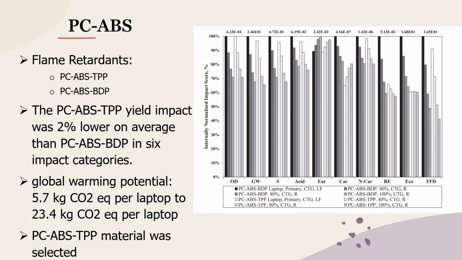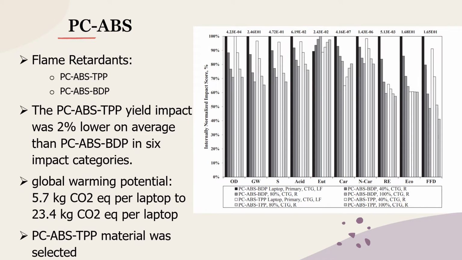As you can see in the graph to the right, there were two options for a flame retardant: the PCABS TPP and the PCABS BDP. The PCABS TPP had an impact that was 2% lower on average than the PCABS BDP, and this was part of the 6 impact categories, with larger impact reductions of 17%, 16%, 20%, and 8% for carcinogenic, respiratory effects, ecotoxicity, and fossil fuel depletion. For the current study, the potential toxicity of the various flame retardants is not reflected in the human and ecological health categories.